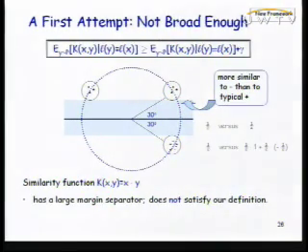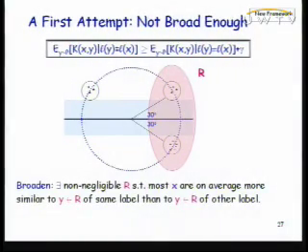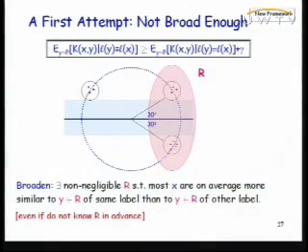And so this suggests modifying the definition as follows. We say that the similarity function is good for our learning problem if there exists a large enough set R of reasonable points such that most of the examples are on average more similar to reasonable examples of their own label than they are to reasonable examples of the opposite label. And note that we do not even need to know the set of reasonable points. We don't even need to know the set R in advance. We only need to hope that the set R exists.